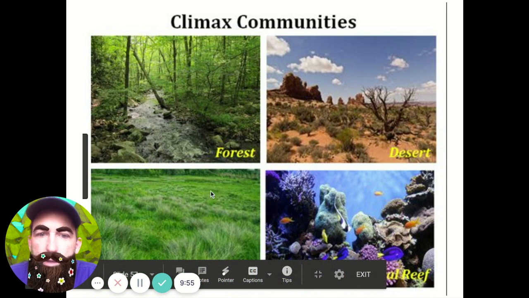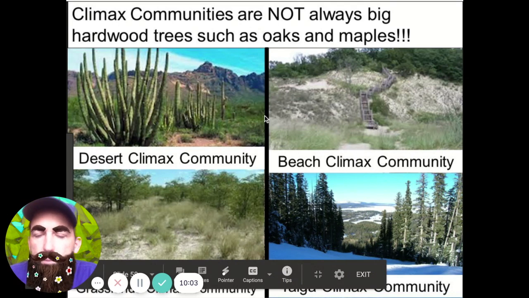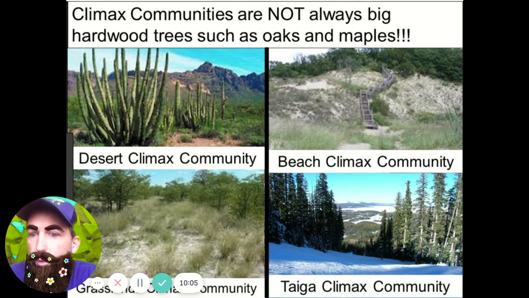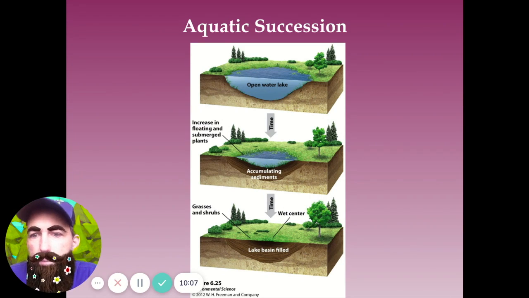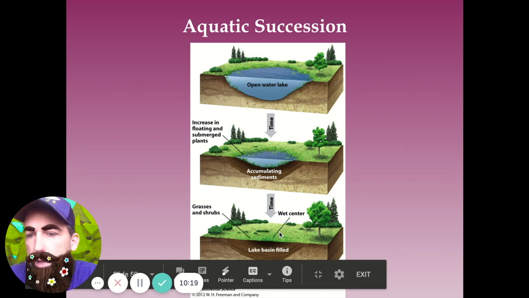So you can have these climax communities in different ecosystems. You know, coral reefs are considered a climax community. Here's a climax community in the desert. So it's not always forest ecosystems that we're talking about. And of course, you can have aquatic succession, where you may have a pond that gradually over time fills up with sediment and accumulating decaying plant and animal material and may ultimately become a meadow.